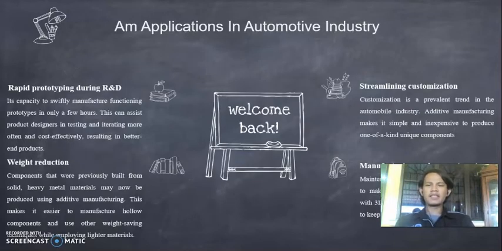Okay, AM application in the automotive industry. First, rapid prototyping during R&D. Its capacity to swiftly manufacture functioning prototypes in only a few hours. This can assist product designers in testing and iterating more often and cost effectively, resulting in better end products.